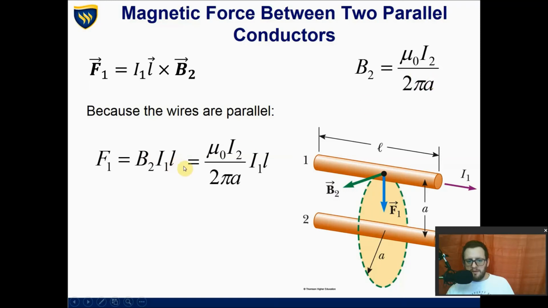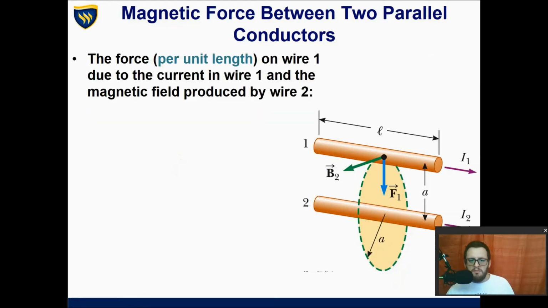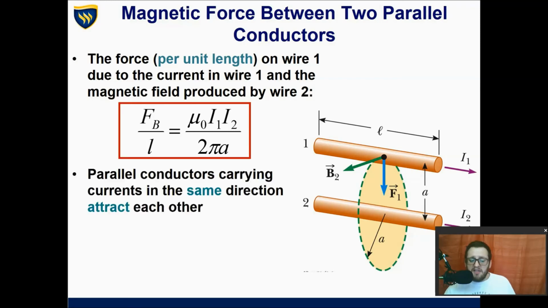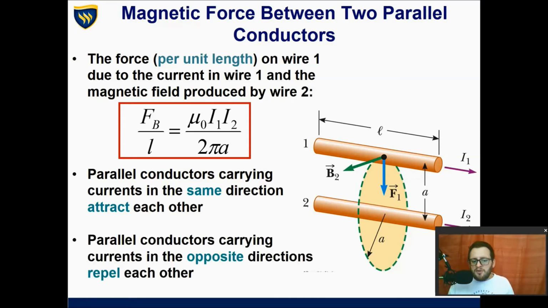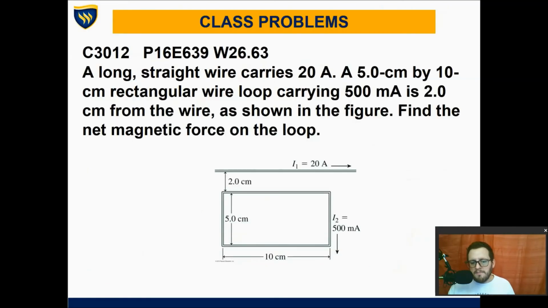Now I substitute in the expression for B2, and we commonly move the L to the other side. So we can say the force per unit length on wire 1, due to the current in wire 1 and the magnetic field produced by wire 2, is F_B over L equals mu naught I1 I2 over the quantity 2 pi A. If the parallel conductors are carrying currents in the same direction, they will attract each other. If they are carrying currents in opposite directions, they will repel each other.